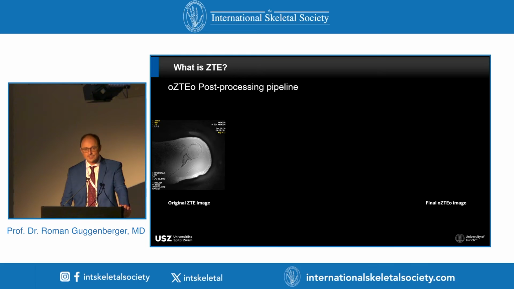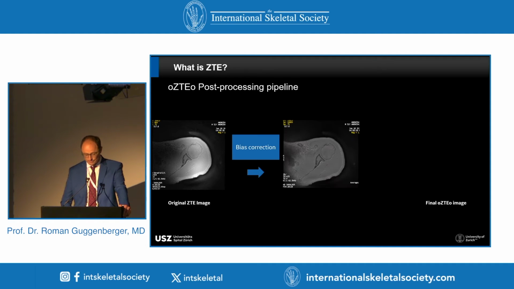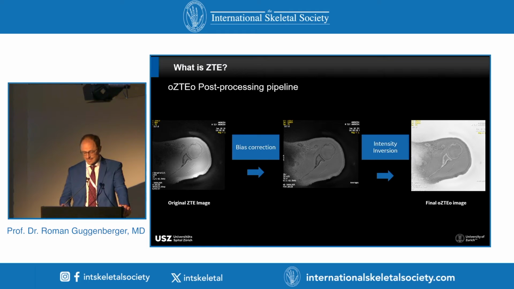So what does the Osteo sequence provide from GE? It's based on a ZTE image that's being put through a bias correction so that we get a more homogeneous distribution of the gray values of the image appearance. And then it also undergoes intensity inversion to really come up with a CT-like image appearance that we are used to when looking at CT images.